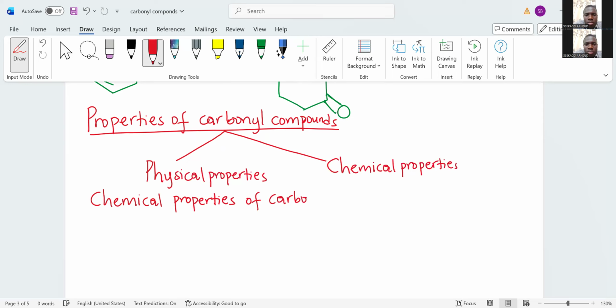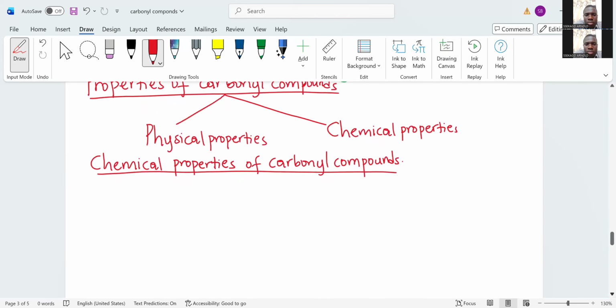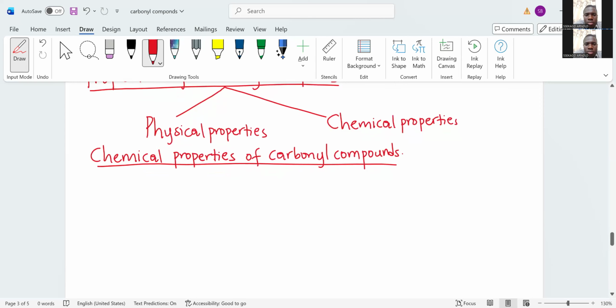So under chemical properties, just as the name sounds, these are chemical reactions. Chemical reactions of aldehydes and ketones. So before we dive into these chemical reactions, it is important.